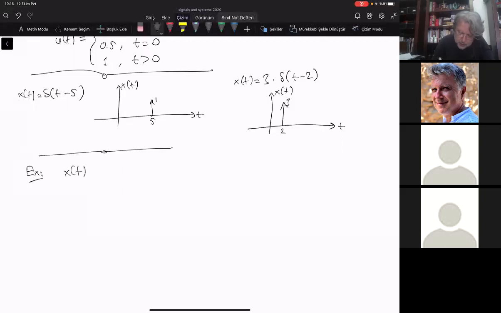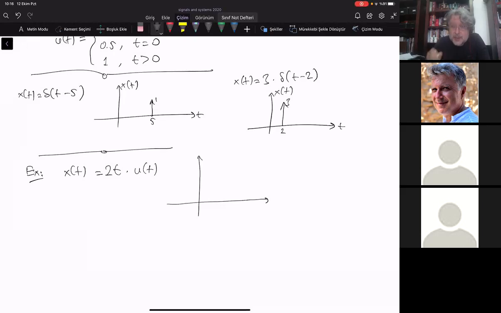For example, suppose that x of t is equal to t times u of t, or 2t times u of t. First, you should be able to understand what this signal is, how that signal behaves. So you must visualize it in your head, or you should be able to draw it, which is the same. How can we draw this? x of t is equal to 2t times u of t.